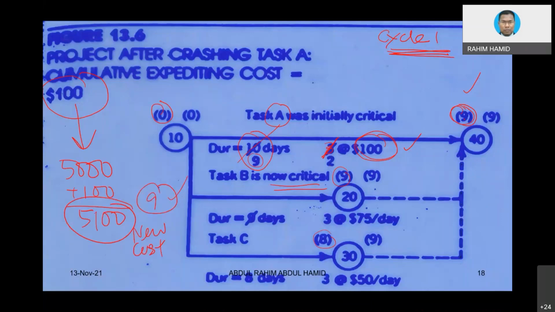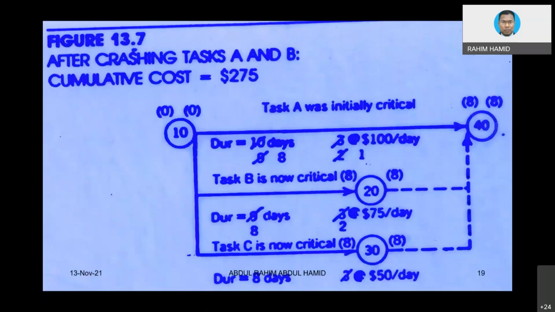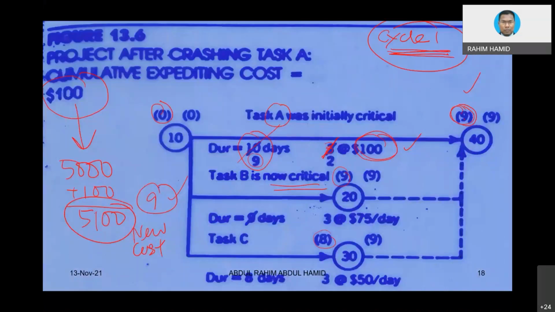So that is an example of project crashing on cycle number 1. Okay, now let's go for cycle number 2. Let's say this is cycle number 2. We want to reduce from 9 to 8. So this is our objective.